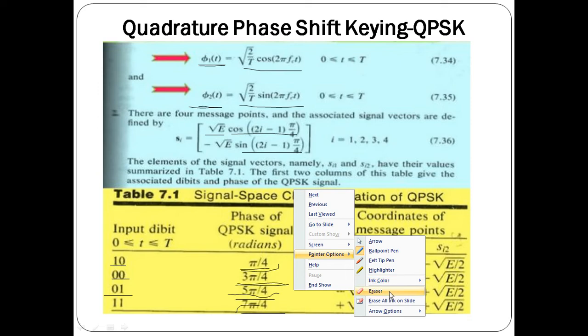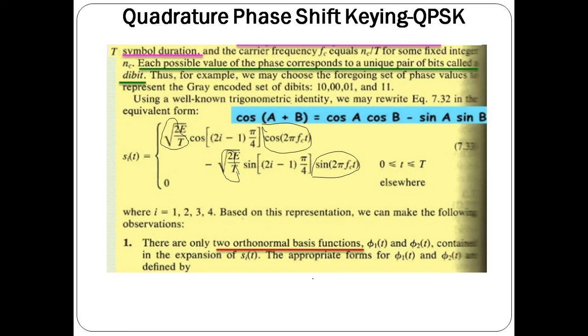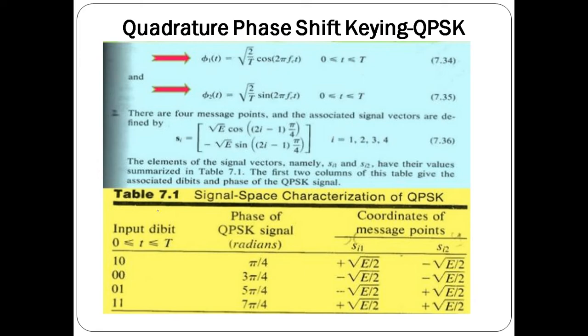So these are combinations. So pi by 4 is nothing but the first one. It will be plus root E by 2. Root E is the entire energy of the pair. What is the 1 bit energy? It is root E by 2. So psi 1 is the first message point coordinate, and the second coordinate is psi 2. So here when pi by 4, 1 is represented by plus root E by 2, and 0 is represented by minus root E by 2.